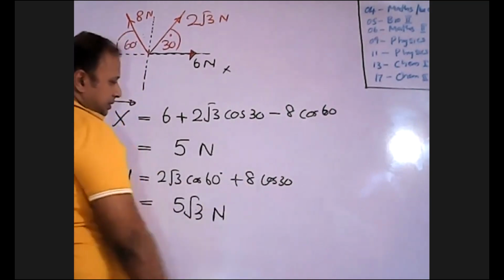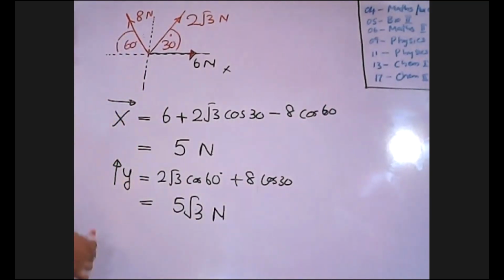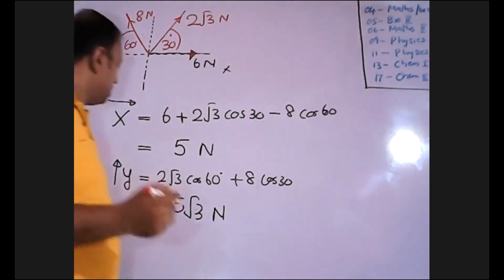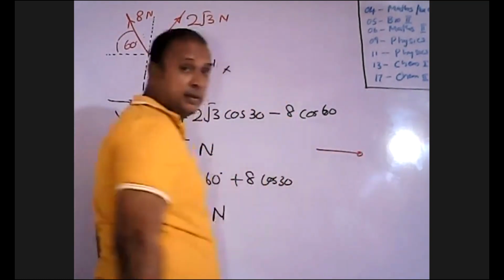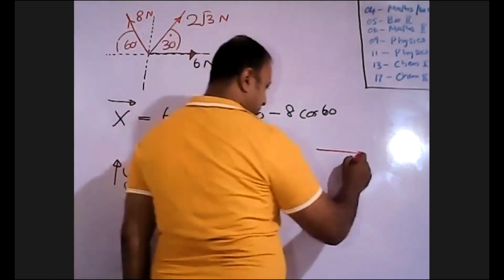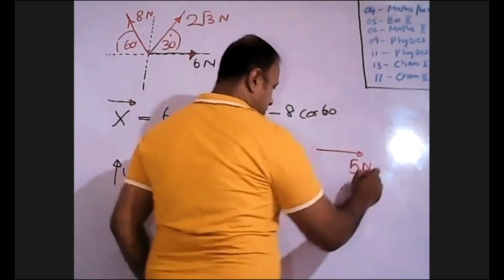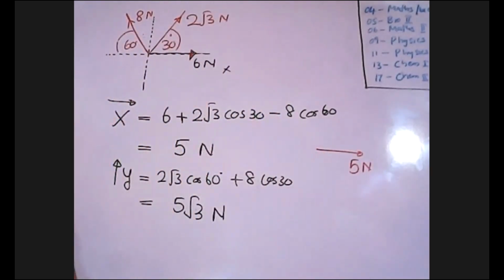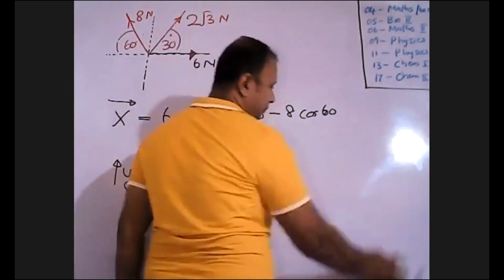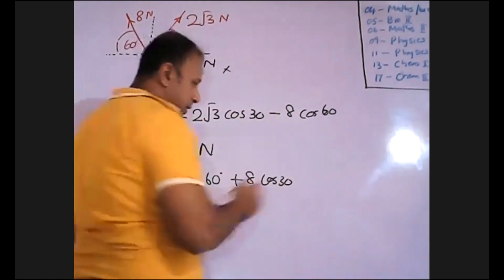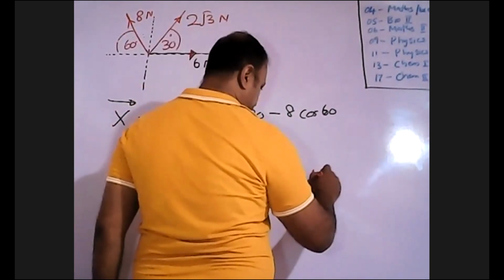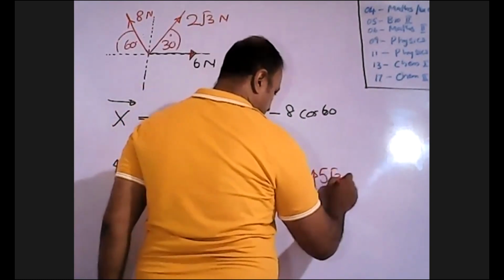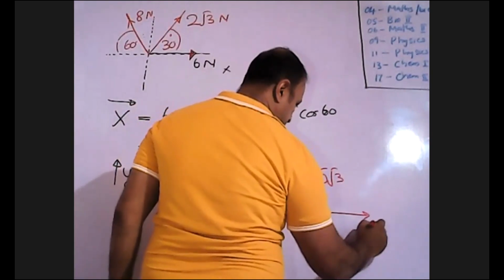Okay. It is in upward direction. So this one is 5 Newton. Sorry. Y component is 5 times root 3 Newton. X component is 5 Newton.